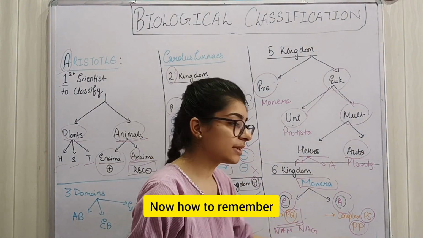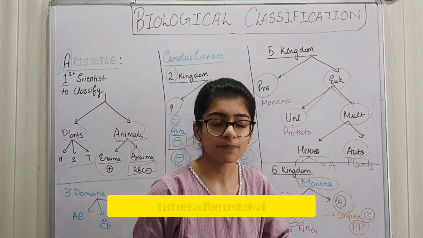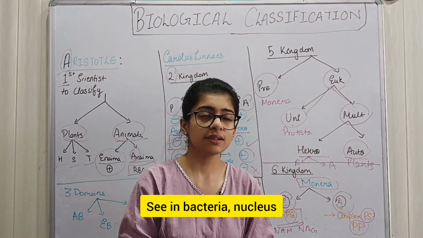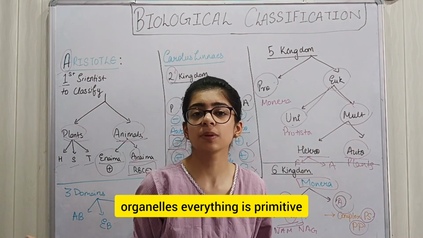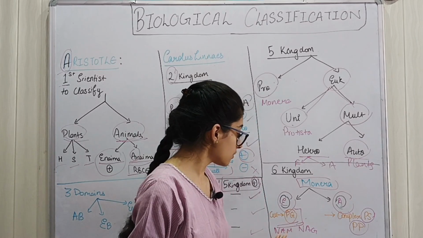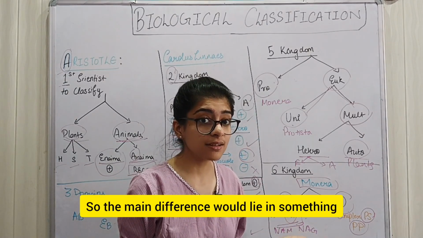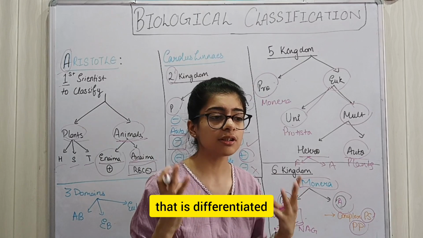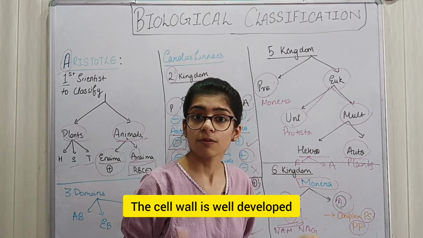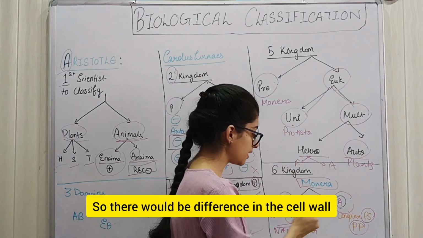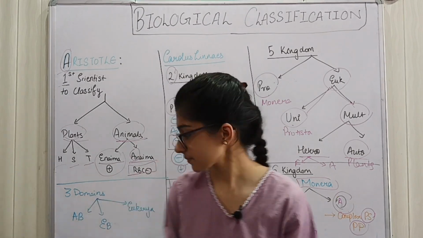Now, how to remember that there is a difference of cell wall? See, in bacteria, nucleus, organelles, everything is primitive or absent, right? So, the main difference would lie in something that is differentiated and well developed. The cell wall is well developed. So, there would be a difference in the cell wall.